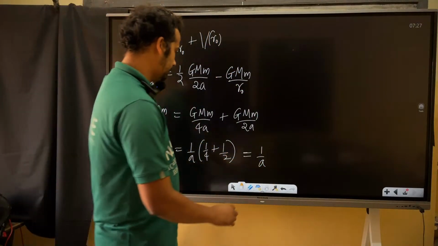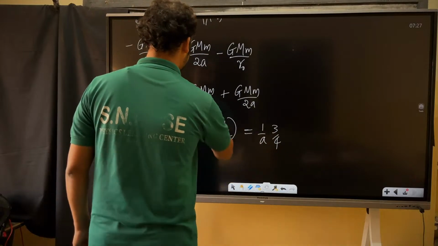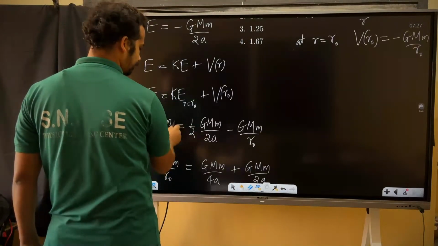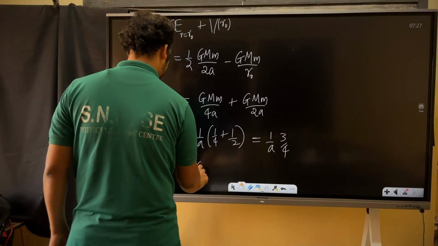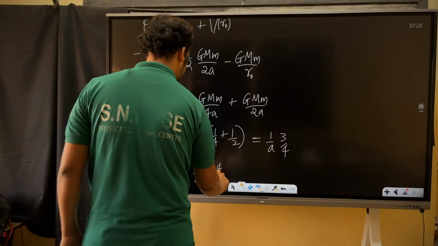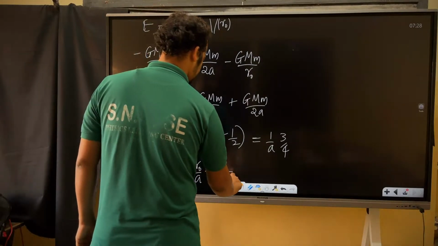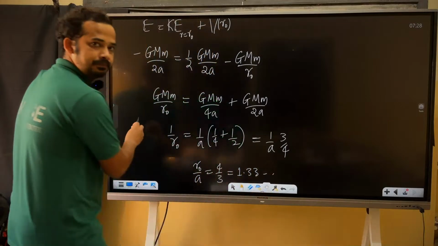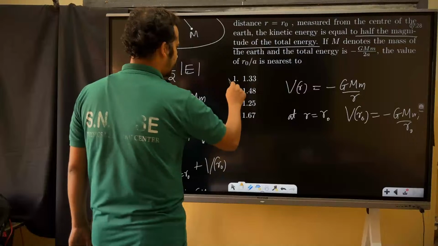3 by 4. So that's what he's asking, r naught by a. So r naught by a is equal to 4 by 3. What is 4 by 3? 1.33. Fine.